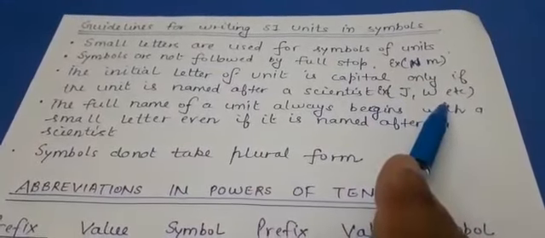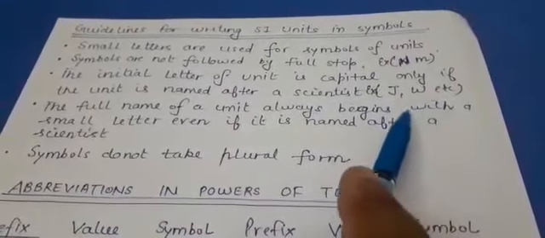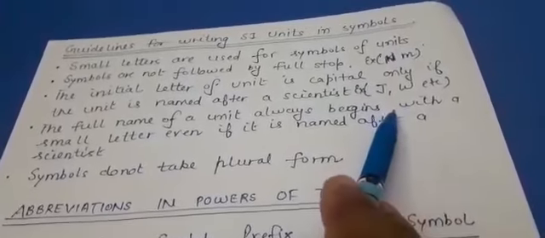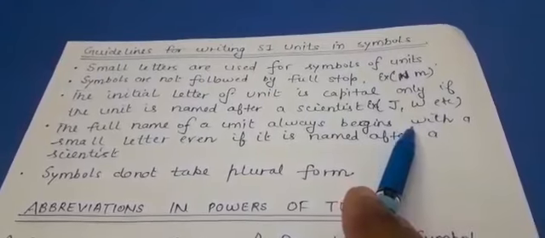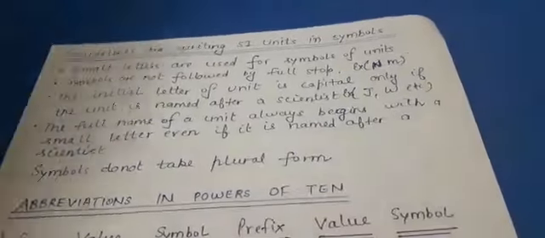Whereas when you are writing the complete unit like newton, joule, watt, then the first letter should be small. How will you write it? Like newton, symbolically it will be capital N. Watt, this is small here, and symbolically this will be capital W.